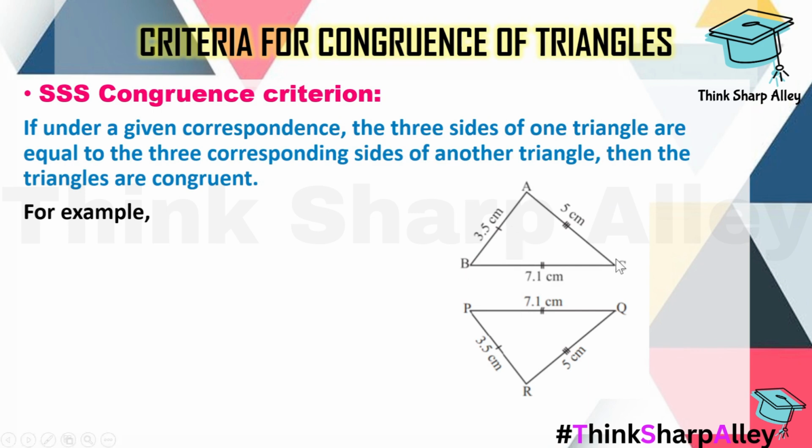So let's have a look at triangle ABC and triangle PQR. Here you can clearly see AB is 3.5 cm, whereas PR is also 3.5 cm, AC is 5 cm, RQ is also 5 cm, and PQ is equal to BC, both equal to 7.1 cm.